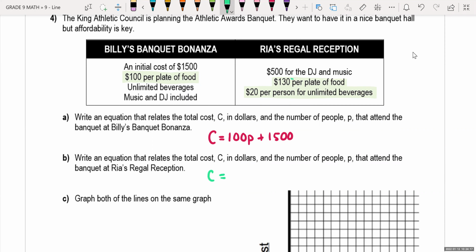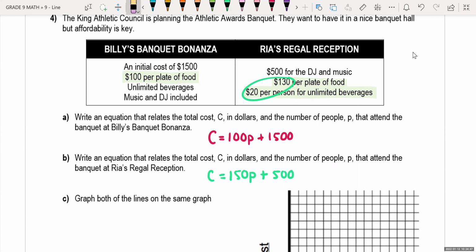I'm just going to add both of these numbers together. It's going to be 150p because every person who attends is going to get $130 per plate of food plus $20 for a drink. So in total, it's going to be 150p. And then plus our fee, you can think of it sort of as an initial cost, the $500, whether people come to this banquet or not, you're still going to have to pay the $500.